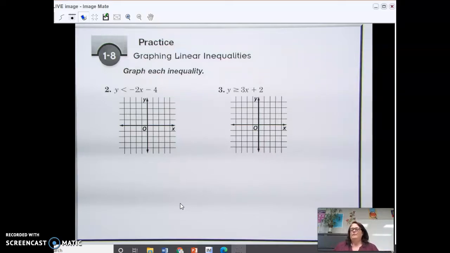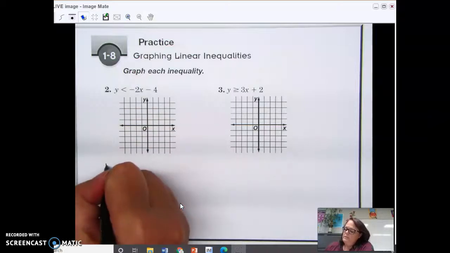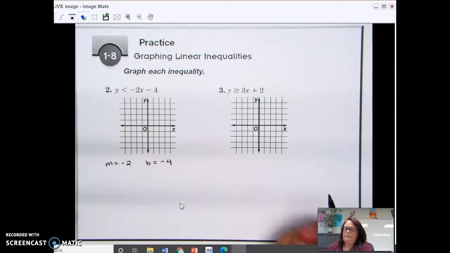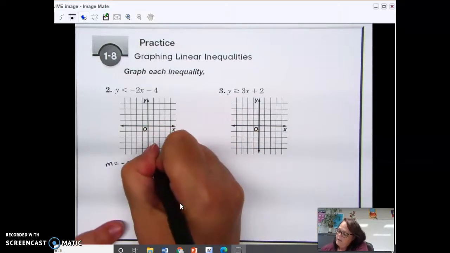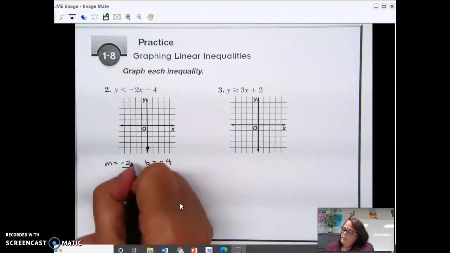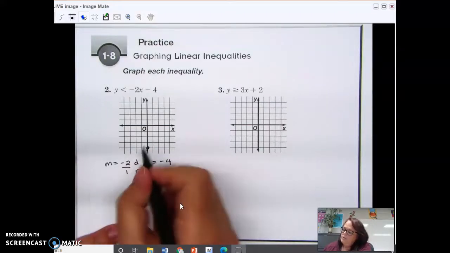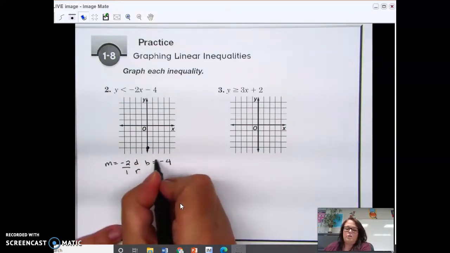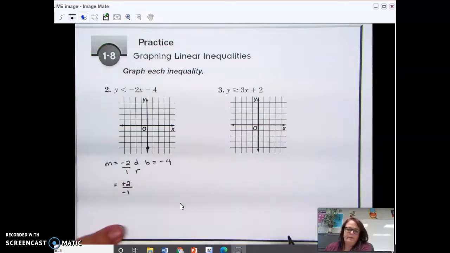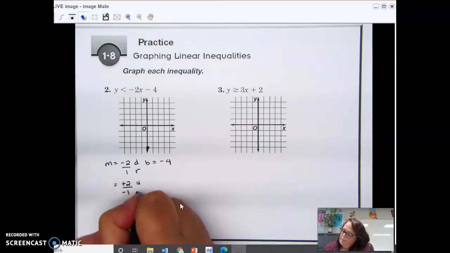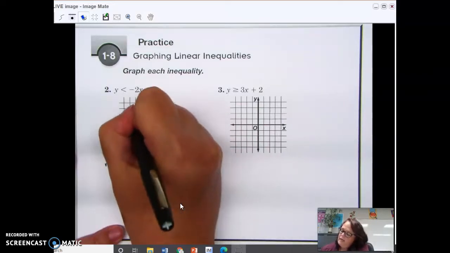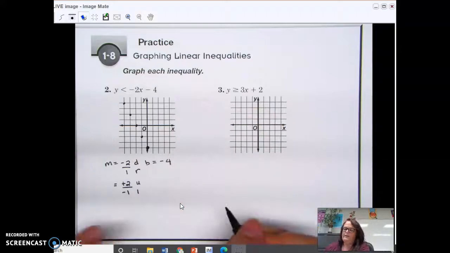So if we take a look at number 2, you'll notice the slope here is going to be -2 and the y-intercept is going to be -4. So I'm going to start my line at -4. And then my slope is -2/1. So that means that I'm going to go down 2 and to the right 1, but the problem is that's off my chart. So remember I said you could do the opposite of the top and the opposite of the bottom. That means we're going to go up 2 and to the left 1. I can do that a few times until I have a good idea of where my line is.